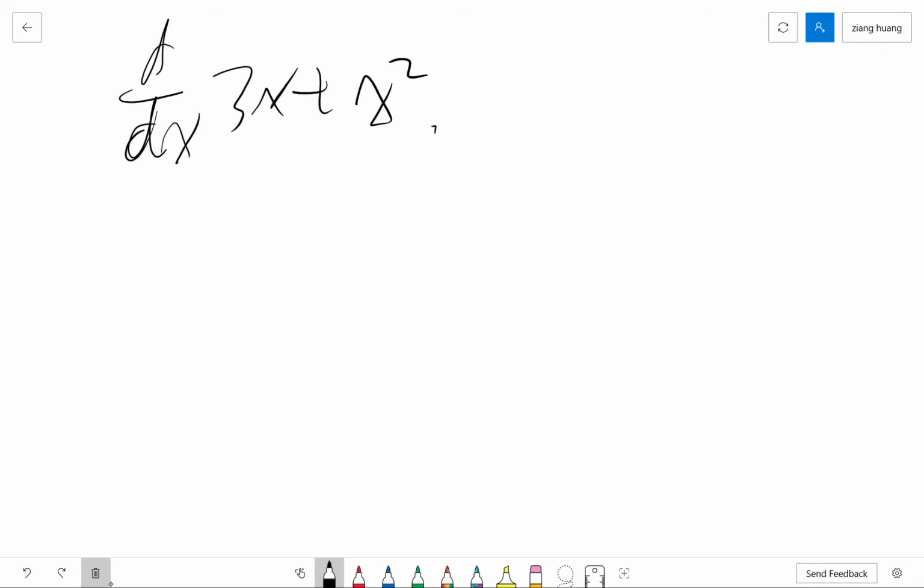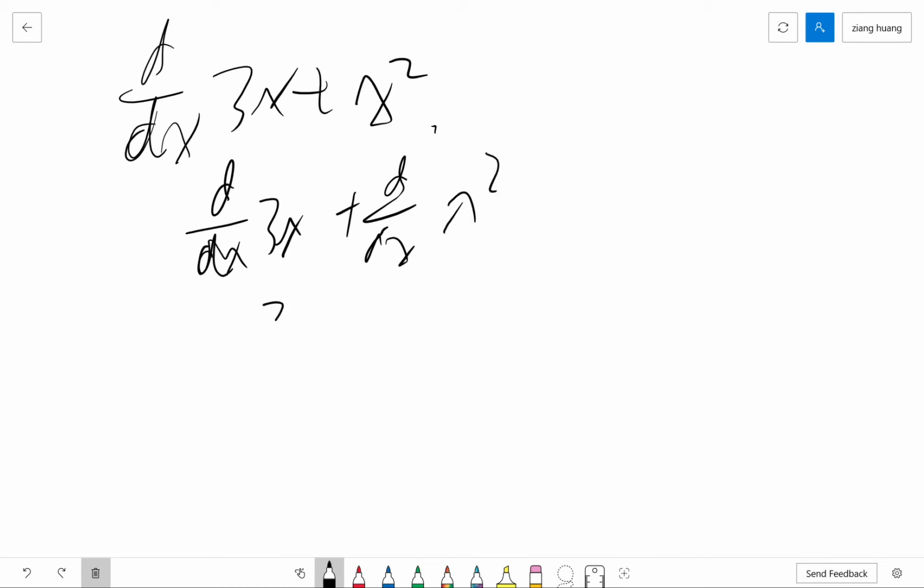Now, another rule of differentiation states that when you're trying to differentiate a function that's made up of several parts, such as 3x plus x squared, it simply equals the derivative of all these parts added together. So this function equals the derivative of 3x plus the derivative of x squared, which equals 3 plus 2x. And yes, this is very simple.